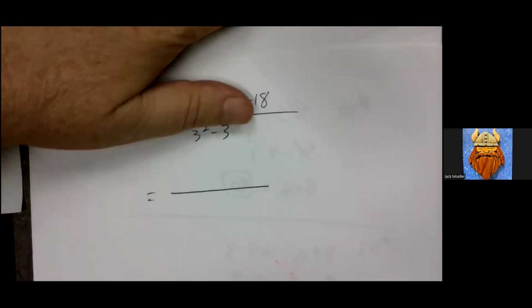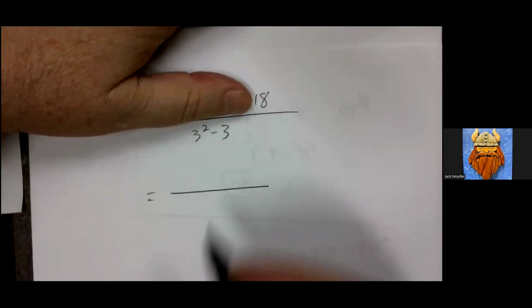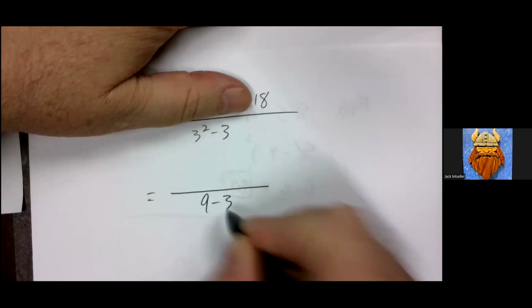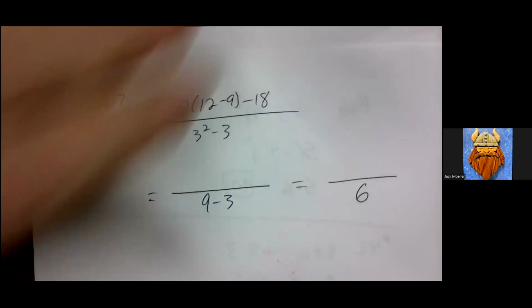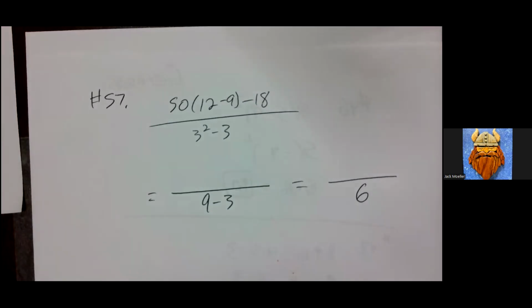Well, on the bottom, 3 squared minus 3. We've got to do our exponents first. 3 squared is 9. And 9 minus 3 is 6. So I do like all the bottom first, and then all the top. Some people like to do one step on each. I think most people prefer to pick a side and then stick with it until they're done.